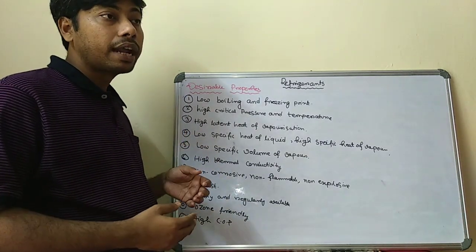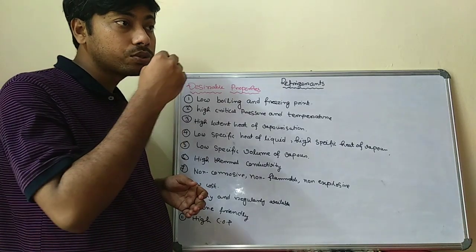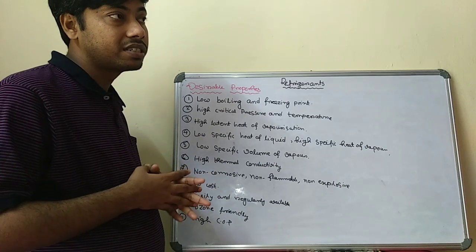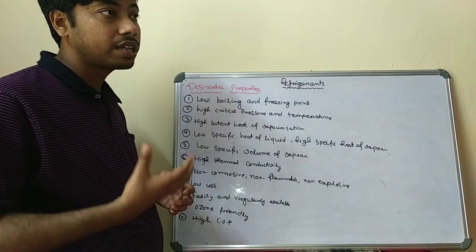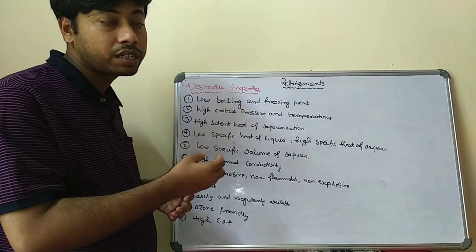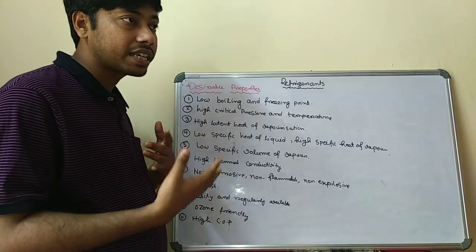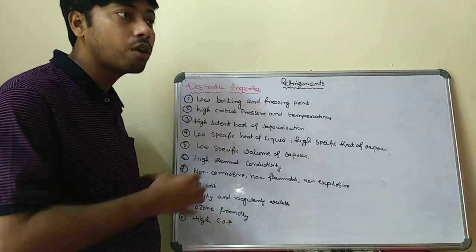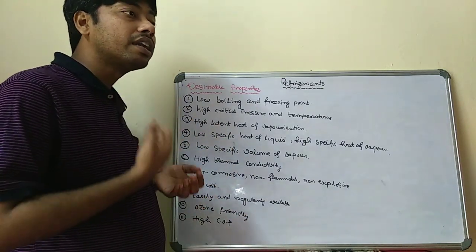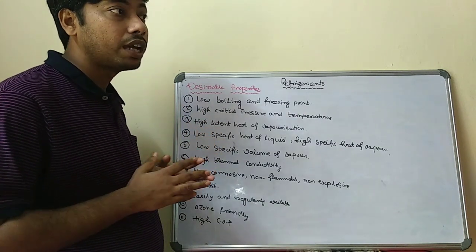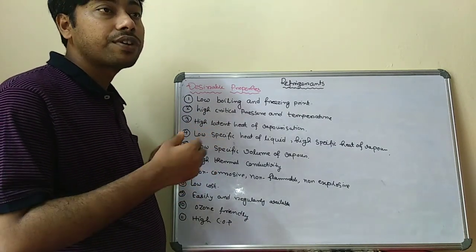Next is high thermal conductivity, which is very important because, as you know, when the refrigerant flows through the refrigeration cycle, heat transfer takes place. When it goes to the compressor, the condenser, the expansion valve, the evaporator, in every case heat transfer takes place. It may be heat absorbed or rejected, or a temperature increase or decrease. So thermal conductivity should be high so that it can easily transfer heat.